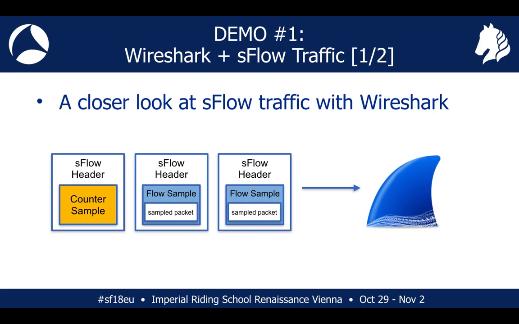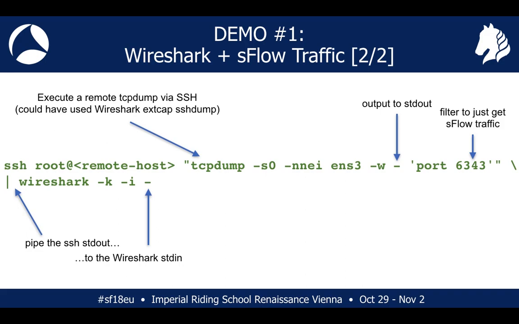Demo number one. In this demo, I use Wireshark to dissect the sFlow packets. As we can see from here, an sFlow packet has a header, and then it can be a counter sample or it can be a flow sample with the real sampled packet contained in it. This is the command that I'm going to use. I will explain it now using a shell.